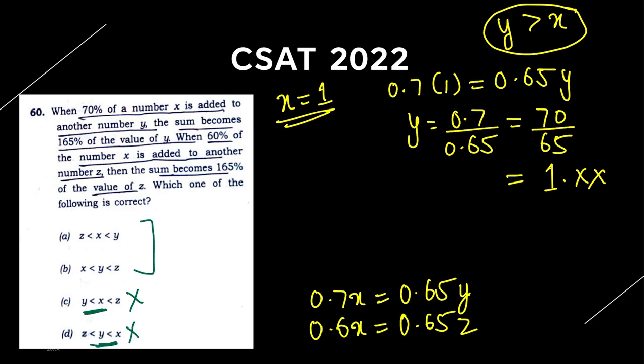Now let's see statement number 2, where the second statement is 0.6x, with x as 1, is equal to 0.65z.